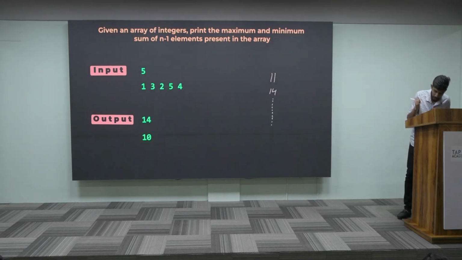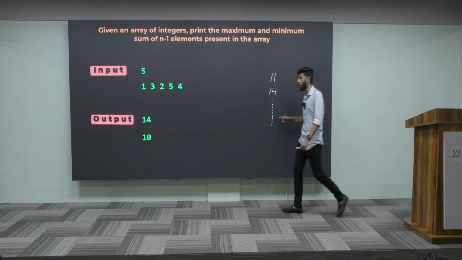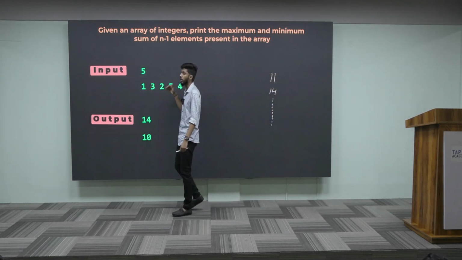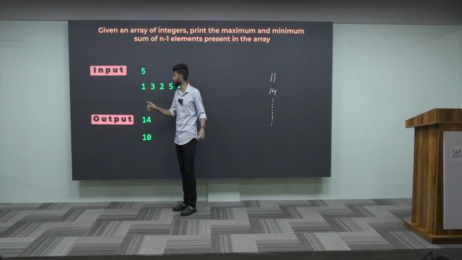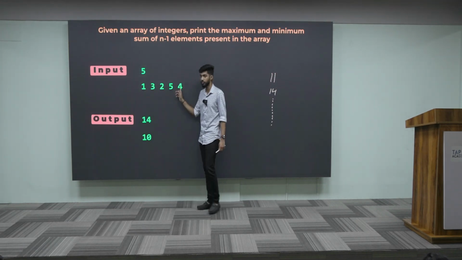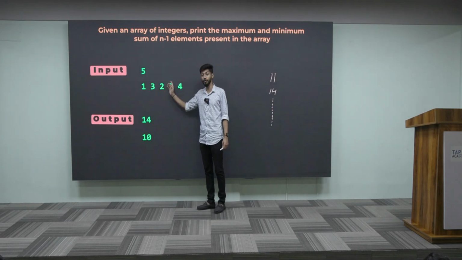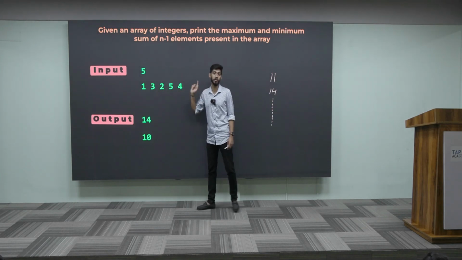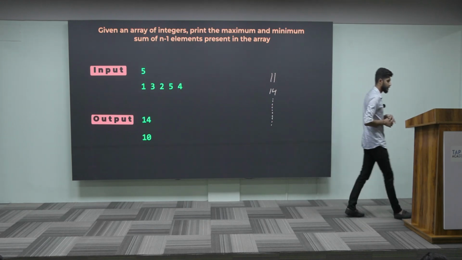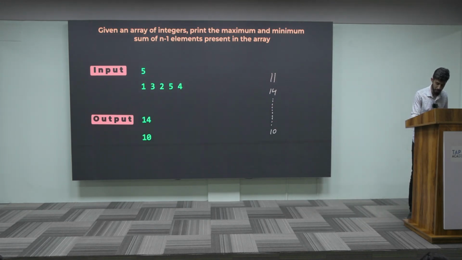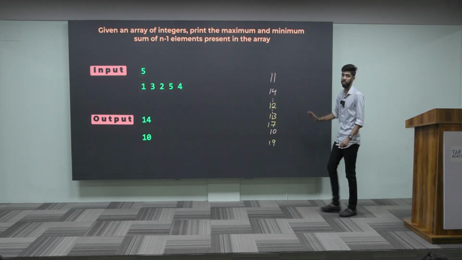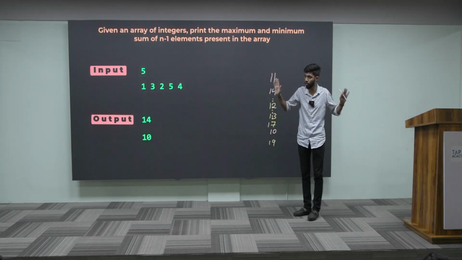Like that you will find so many possibilities. Let's assume we have one more possibility: 1 plus 3 plus 2 plus 4. 5 is not there. So again 4 elements, correct or not? What is the sum of that? 10. Like this you will get so many different numbers. One will be 14, one will be 10, one might be 12, one might be 13, one might be 17, one might be 19, like that. I don't know how many possibilities there are, so many permutations you will get.